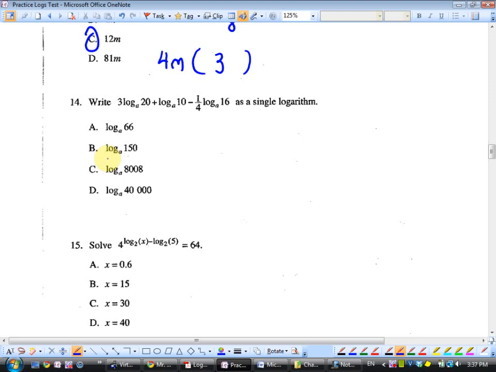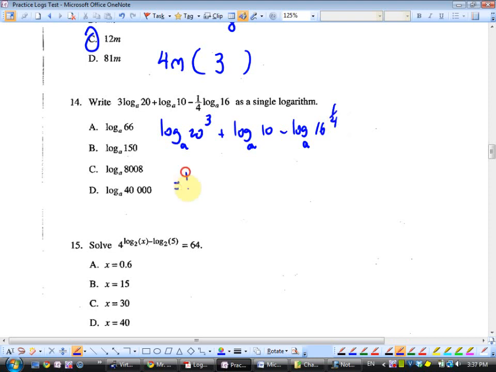Are my bases the same? Okay. Oh, but I got coefficients. I'll have to move the coefficients into exponents and then combine them. So let's do the coefficients first. This is the log base A of 20 to the third, probably 8,000, but I'd have to check that, plus the log base A of 10 minus the log base A of 16 to the 1/4. Are my bases all the same, Justine? Positives on what? Negatives on what?